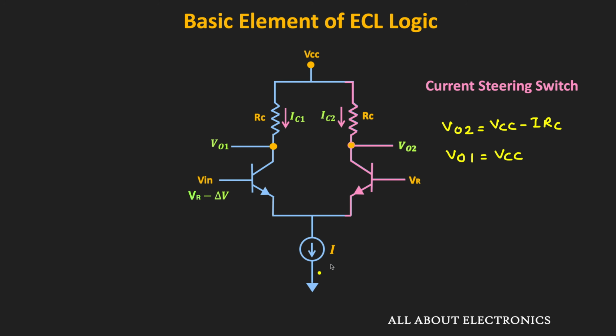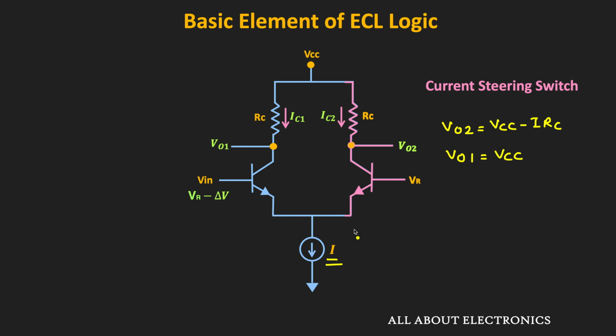So here if you observe, although there is a current switching, the total current drawn from the supply remains constant. That means at any given time, the current drawn from the supply will be equal to I. Therefore, unlike TTL or CMOS logic, there will not be any current spikes during the switching. And that is one of the advantages of ECL logic.